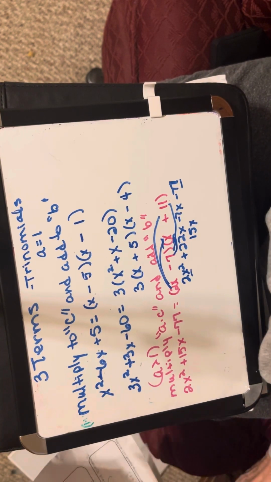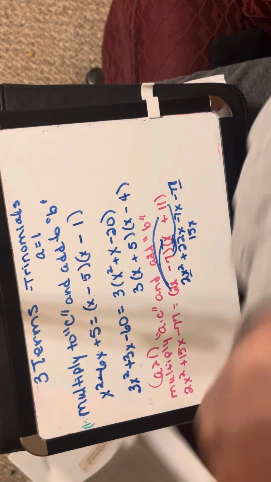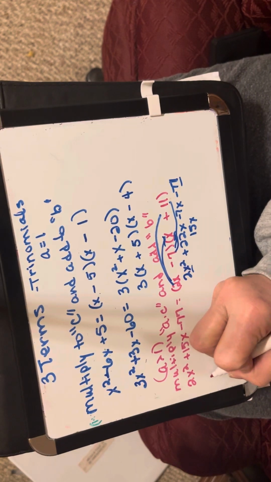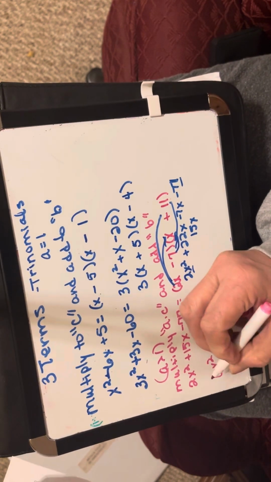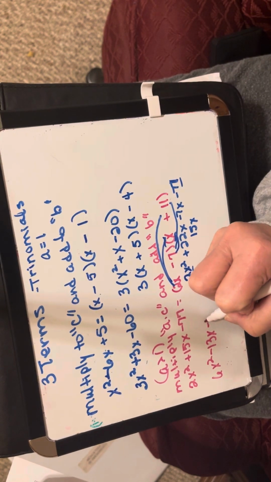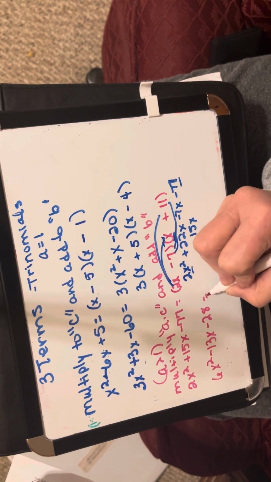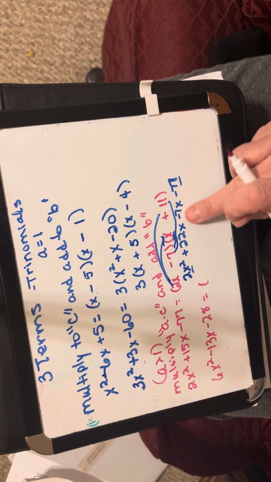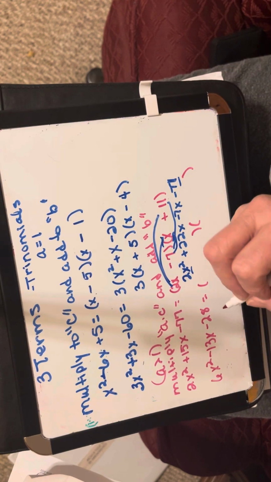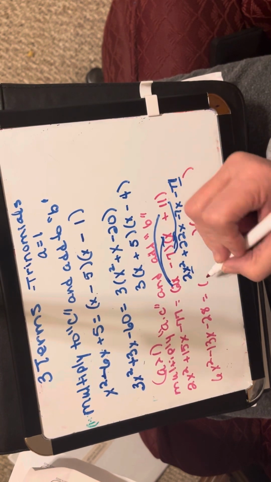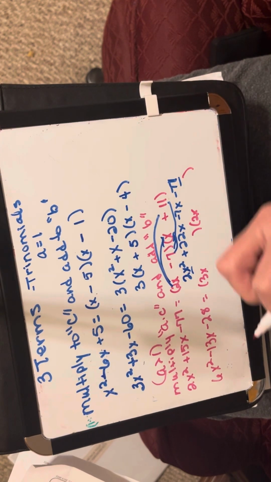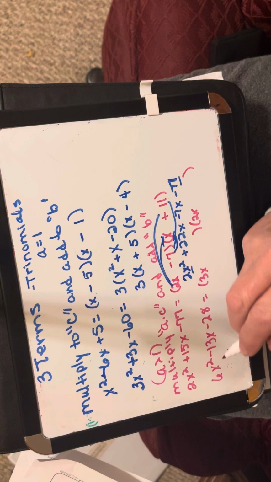Another example of those would be 6x squared minus 13x minus 28. So again, I'm going to take the factors of 6, which would be either 1 and 6 or 2 and 3. So I'm going to try 3 and 2. Sometimes this is trial and error. So I have 3x and 2x, which gets me back to 6x squared.